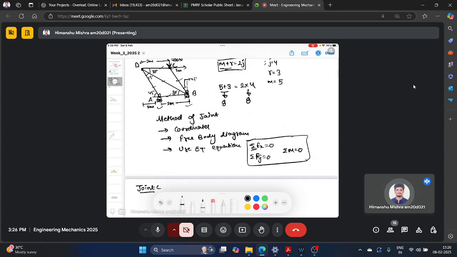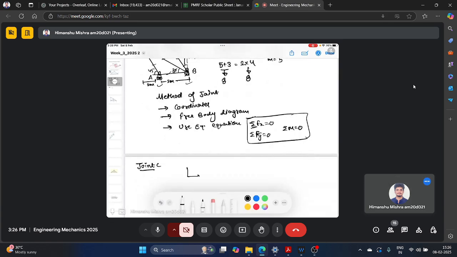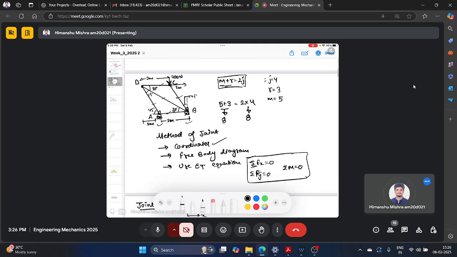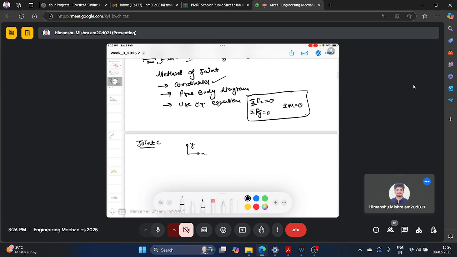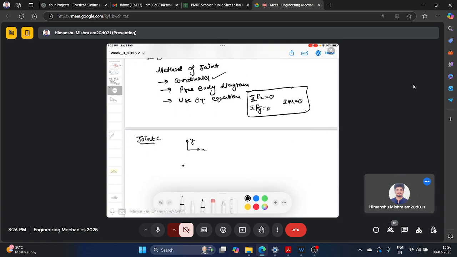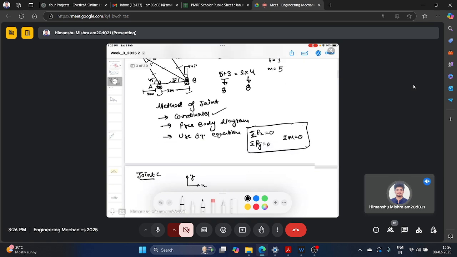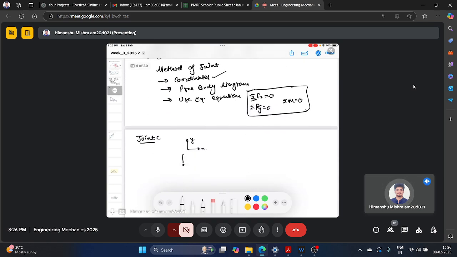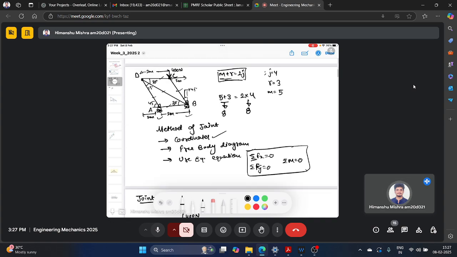So now we have to first decide the coordinate system. My coordinate system will be as usual. This is my x and this is my y. So this is done. Now I have to make the free body diagram at joint C. So this is my joint C. There is an external force of 400 Newton, and then there will be forces in the members CD and CB.